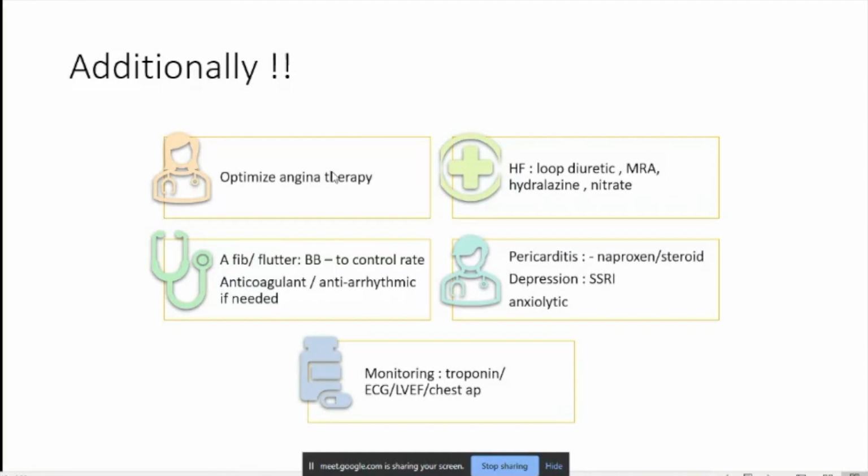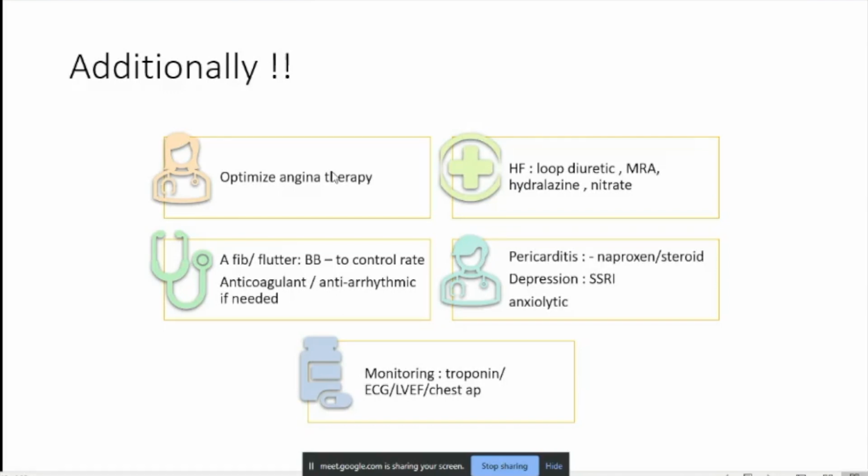Now, additionally, there are a few things we have to add on to treat the complications. For example, if the patient already had a previous history of angina, and if the patient is already on beta blockers, like I said, calcium channel blockers, or the patient is on ACE, antiplatelet, or statins, we only have to optimize the therapy. So I already mentioned that.